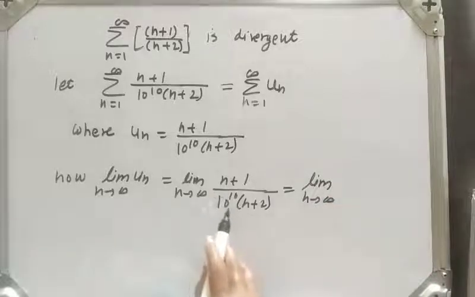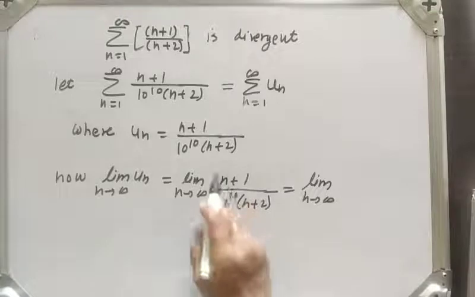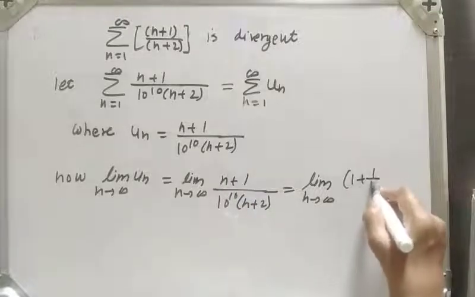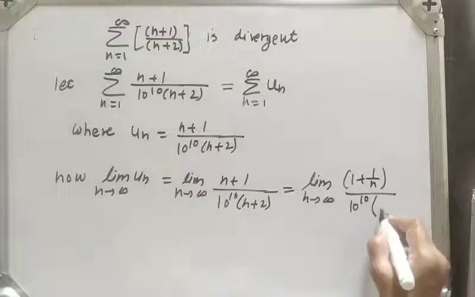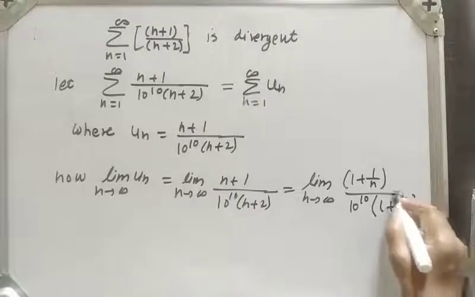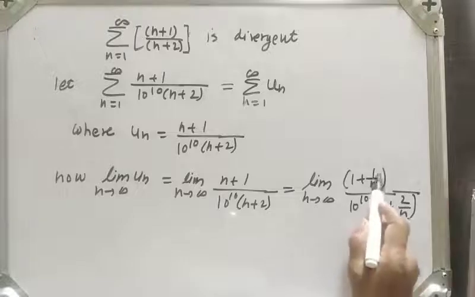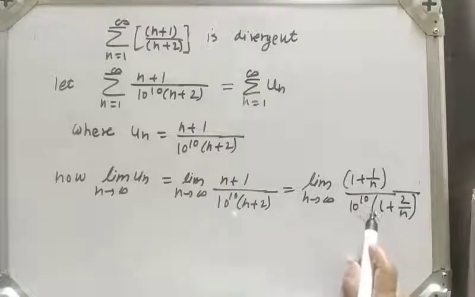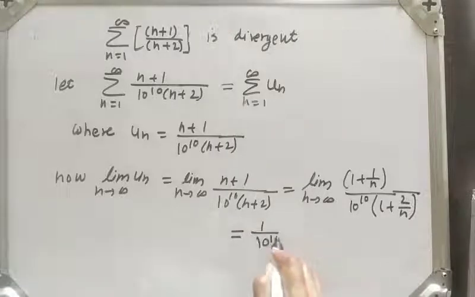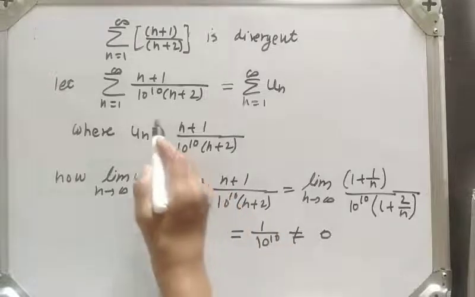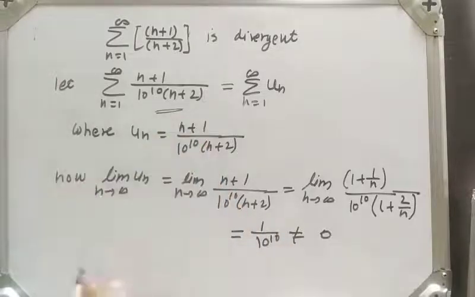Take the higher power of n common, that is, take n common. Here there will be 1 plus 1 upon n. In the denominator, taking n common, there will be 10 raised to 10 (1 plus 2 upon n). After applying the limit, what will it be? (1 plus 0) upon 10 raised to 10 into (1 plus 0). That will be 1 upon 10 raised to 10, which is not equal to 0. Therefore, again by the necessary condition, we can say that this given series is divergent.